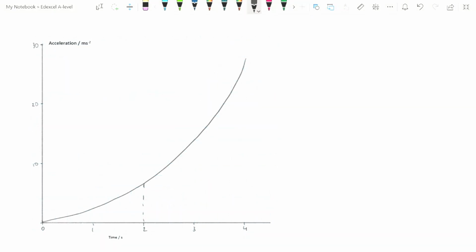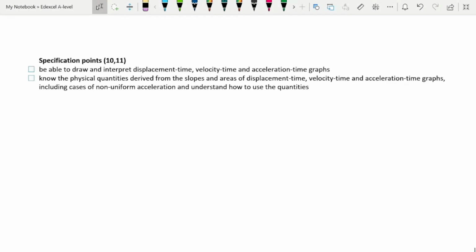Now if we go back to our specification points, what we should be able to see here is, in the last video, we did drawing and interpreting displacement time and velocity time graphs. And in this part of the video, we have talked about what the area of displacement time gives you, that's nothing, because meters times seconds doesn't give you a quantity that we deal with. The area of velocity time gives you displacement, and the area of acceleration time gives you the change in velocity.